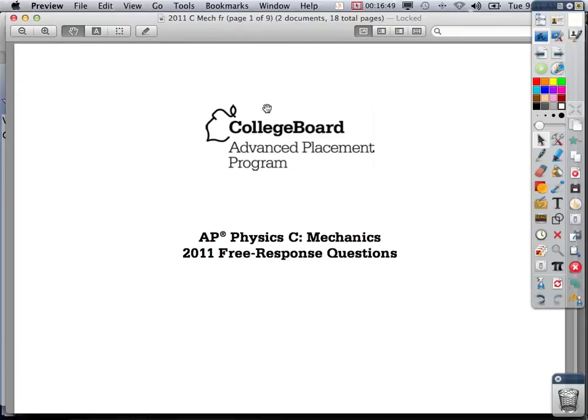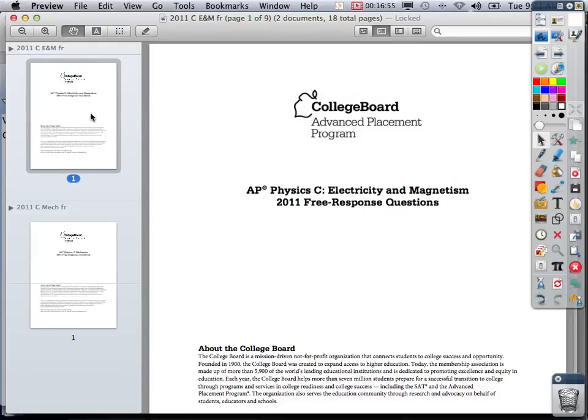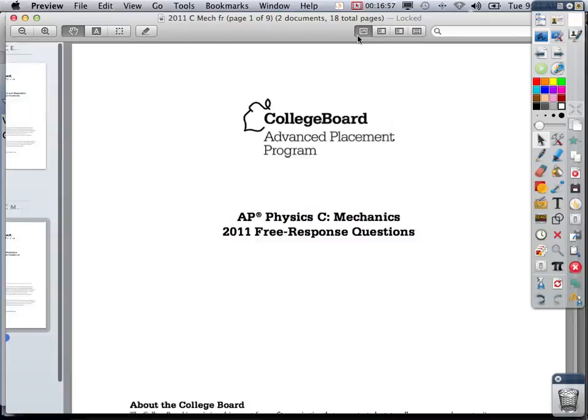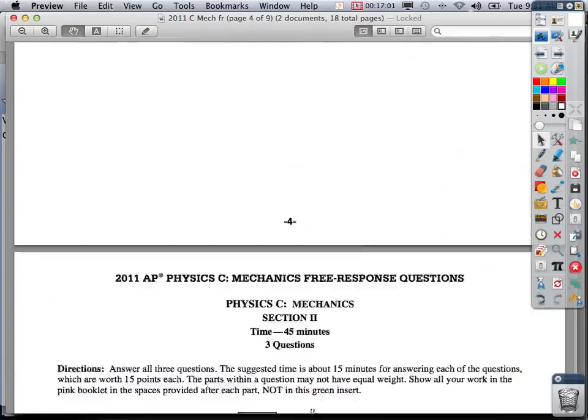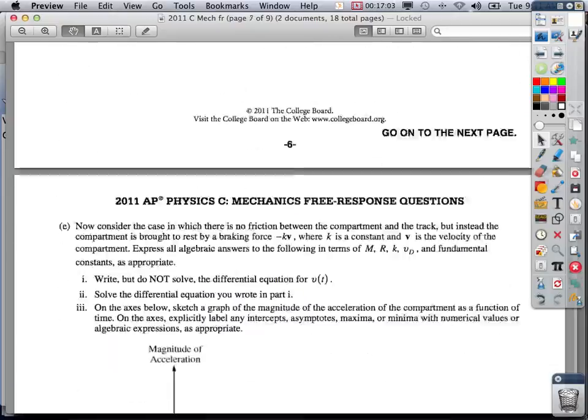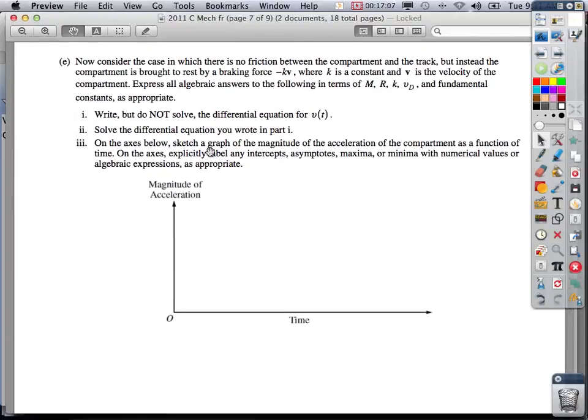Huh? Oh, did I miss a part? Oh, part E. Okay, here we go. All right. So no friction, braking force, or Dave's constant is velocity.